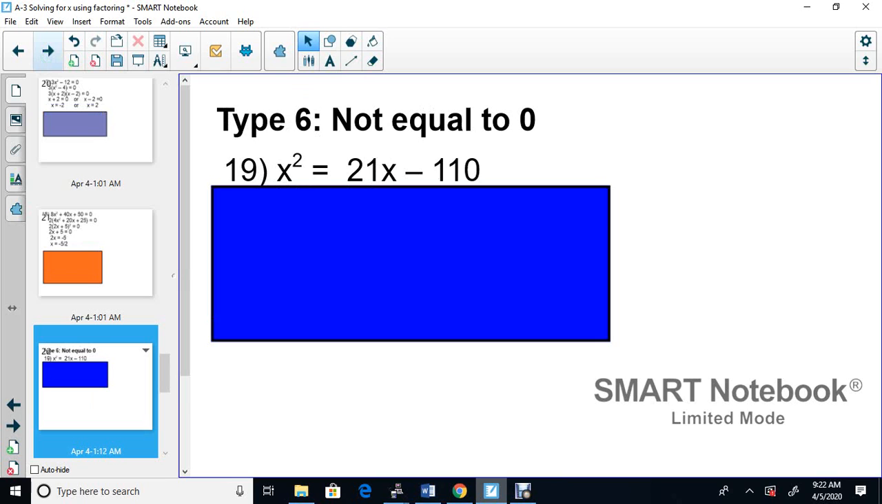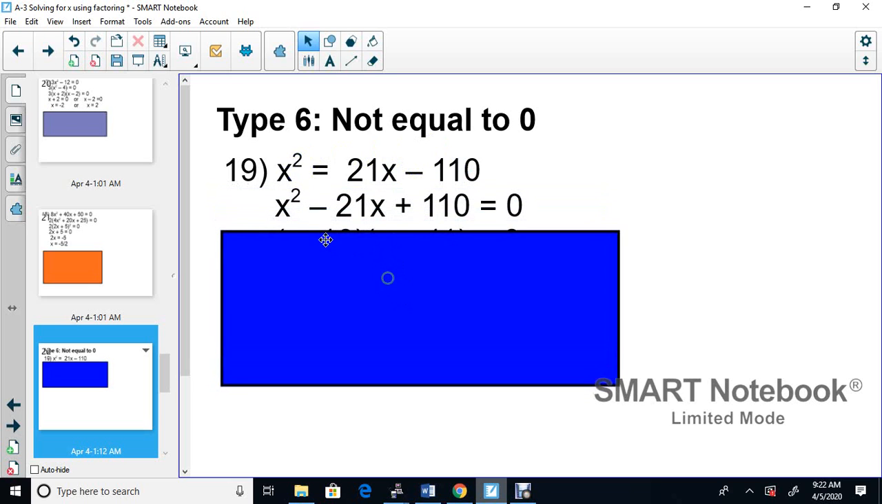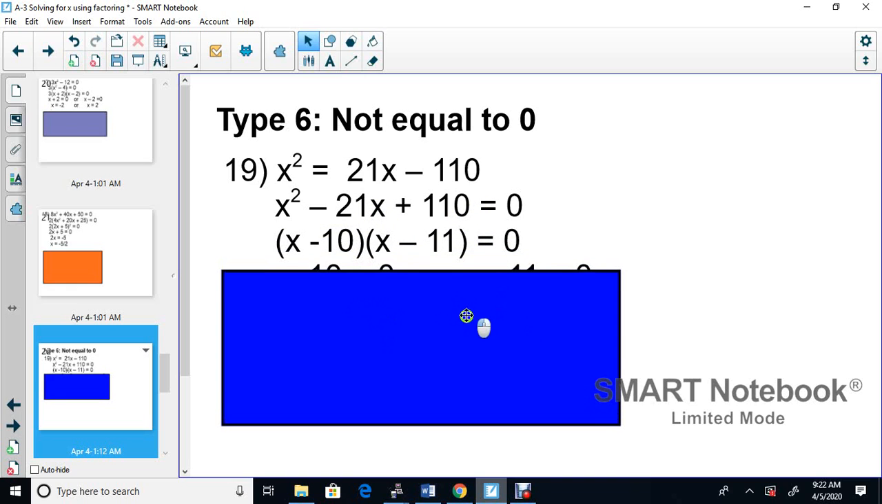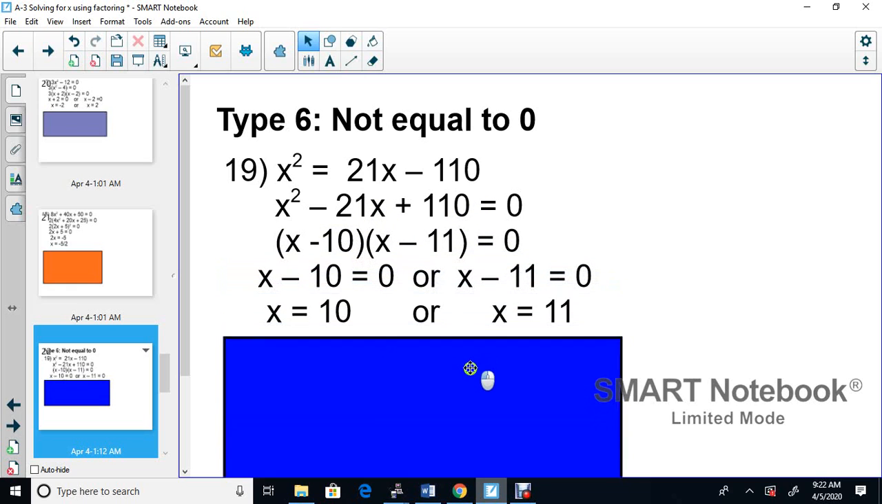Now, how about if they're not equal to 0? Well, if they're not equal to 0, you make them equal to 0. You bring the 21x and the 110 to the other side, and it becomes minus 21x plus 110. So here you get x squared minus 21x plus 110. Okay, now it's still a sum and product, so you have to find 2 numbers that multiply to give you 110 and add to give you negative 21. And the 2 numbers are negative 10 and negative 11. And you make each bracket equal to 0. Move the numbers across, and you get x equal to 10 and x equal to 11.